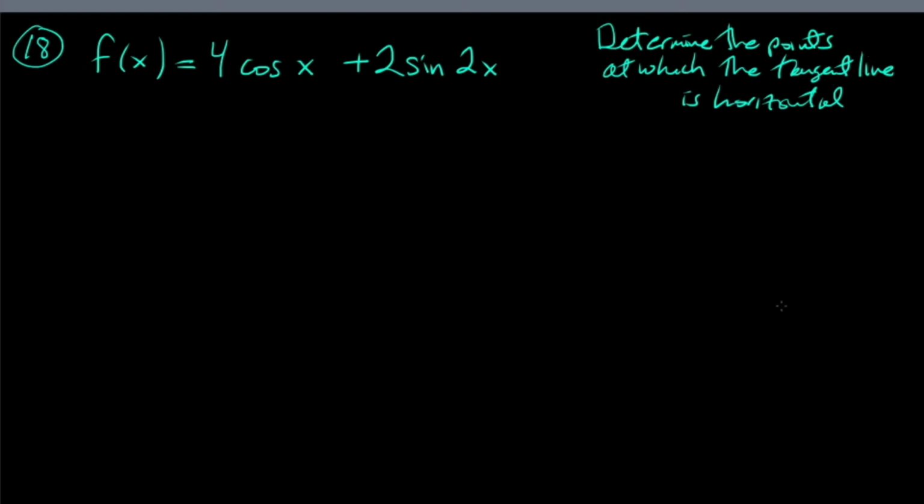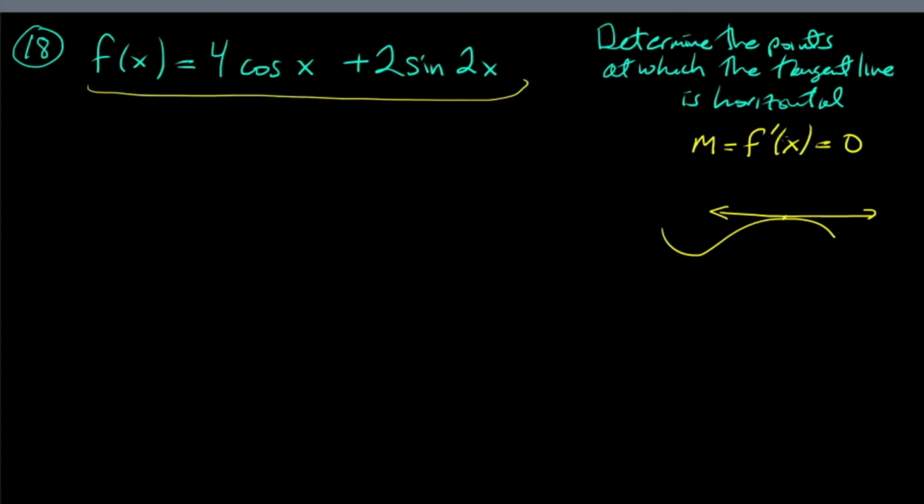So what does that mean? If you have a graph and you have a point at which the tangent line is horizontal, well, that means the tangent line has slope 0. So in other words, they want the slope, or the derivative, to be equal to 0. So there's a couple steps here. First, we have to take the derivative of this, and then set it equal to 0 and solve for x. So first step is to just find the derivative.